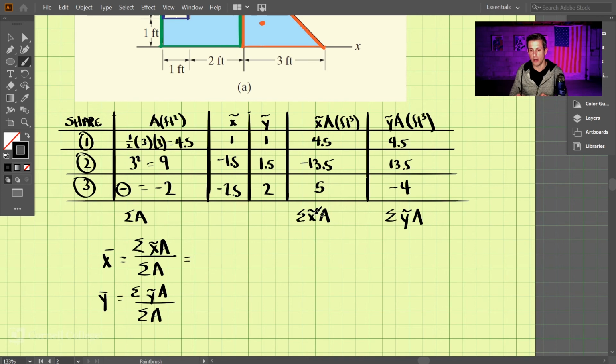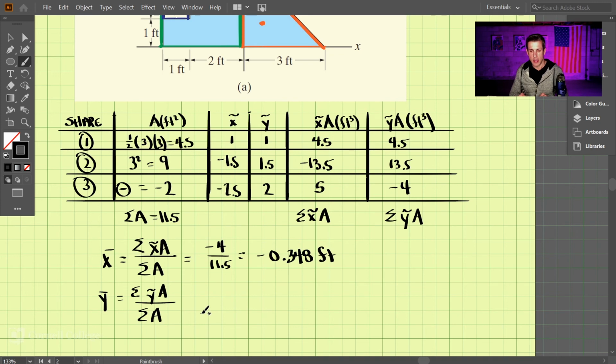So, okay, let's do this. The sum of x tilde times A, so we add all these up together, and it comes out to -4. We divide it by the total area, and the area came out to 11.5 feet squared. So we divide that by 11.5 here. And that comes out to be x bar, our centroid in the x direction, is -0.348 feet.